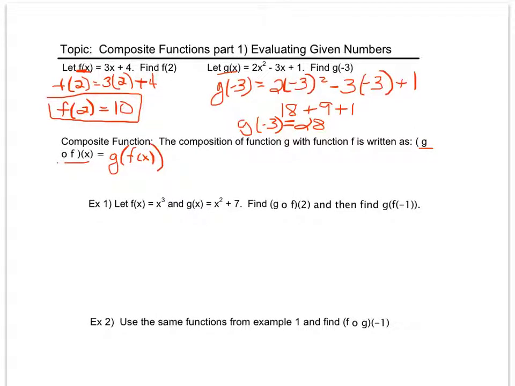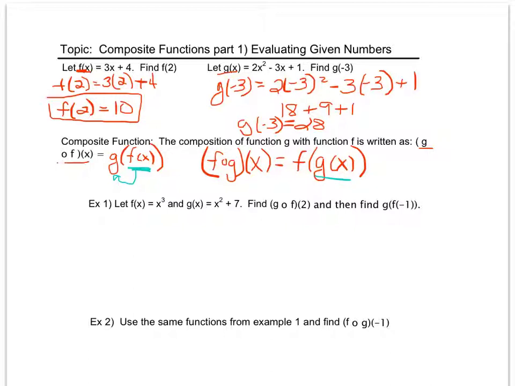And we will always, according to order of operations, start in our innermost parentheses with f of x. As I said in the beginning of this video, we'll evaluate that, and then we'll put that result in for g. Again, the other one that you're going to often see is f following g of x, which stands for f of g of x. And again, we'll start with our innermost parentheses here, get a result, and plug it in for f.